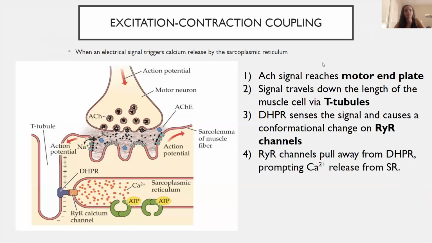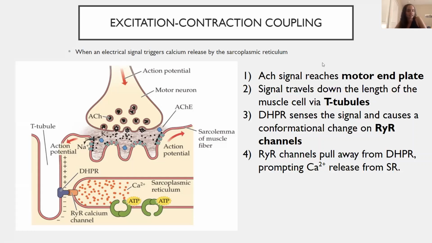Okay, so excitation-contraction coupling is when an electrical signal triggers calcium release by the sarcoplasmic reticulum. As we said, it's the motor end plate, the postsynaptic end, that receives the action potential. That's essentially what we mean by excitation-contraction coupling. So the acetylcholine signal reaches the motor end plate, and after it binds with the ligand-gated channels, it'll travel down the T-tubule.